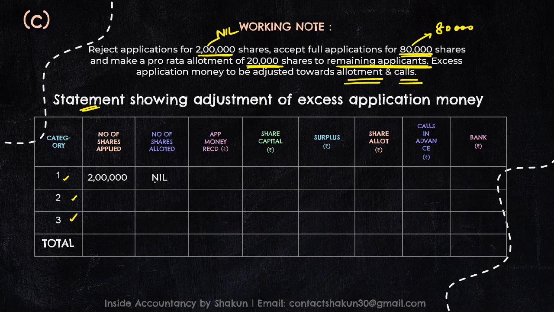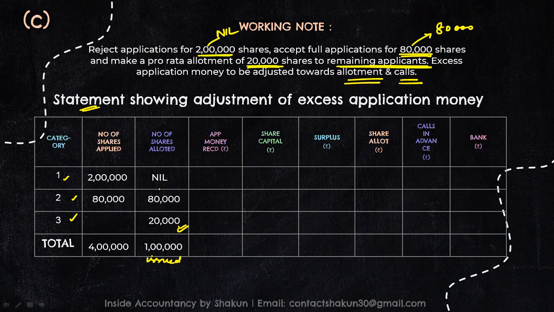So the first category was those who asked for 2 lakh, they got nothing. Their applications were rejected. Then those who asked for 80,000, they got 80,000 shares. And then it is given that pro-rata allotment of 20,000 shares was made to the balance. We don't know what the remaining applicants were, but we know that number of shares allotted were how much? 20,000. Now we can find out the total here. We know the total number of shares applied and total number of shares allotted. Total number of shares applied were 4 lakh and total number of shares allotted is the issued. So we had issued 1 lakh shares. We know the totals here.